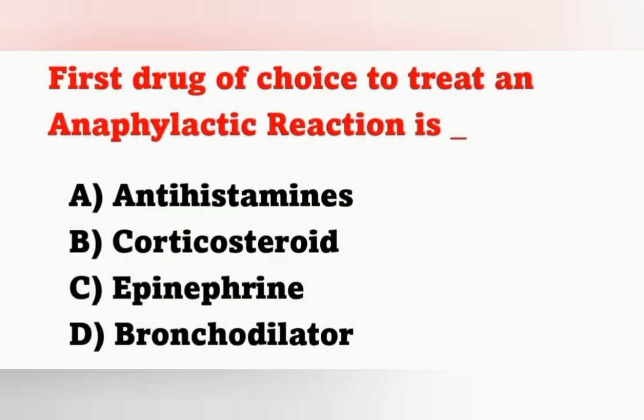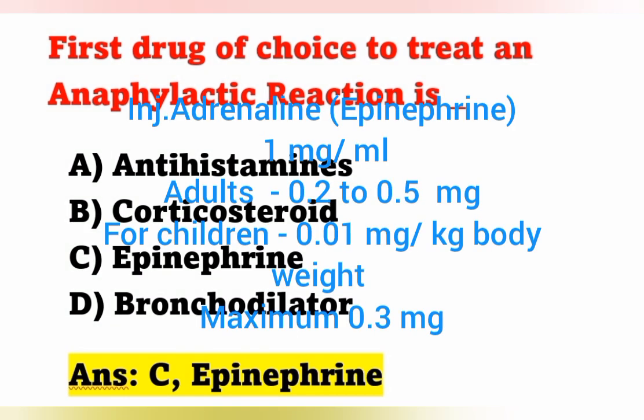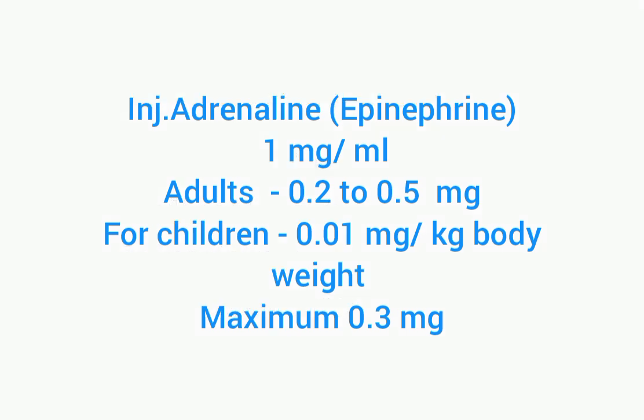First drug of choice to treat an anaphylactic reaction is? Options. Option A, antihistamine. Option B, corticosteroid. Option C, epinephrine. Option D, bronchodilator. Question: first-line drug or drug of choice for the treatment of anaphylactic reaction. Anaphylactic reaction means it's an allergic reaction. And the correct answer is option C, epinephrine. Epinephrine or adrenaline. Okay, if adrenaline is in the options, then that is the correct answer.